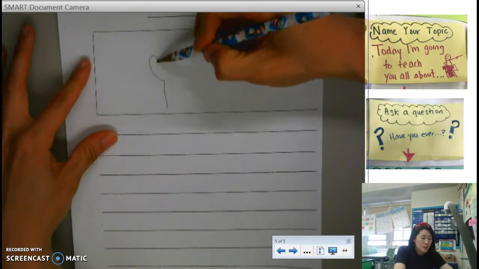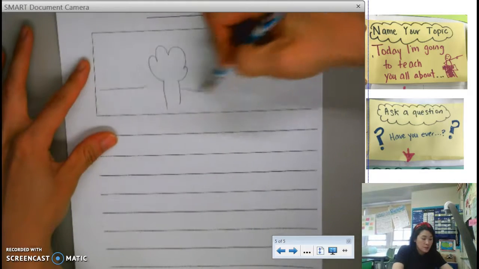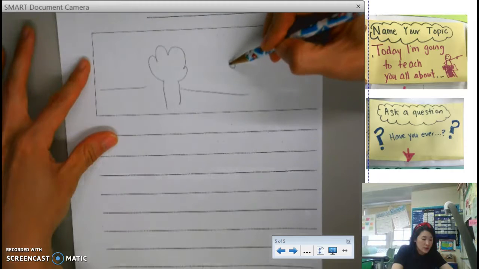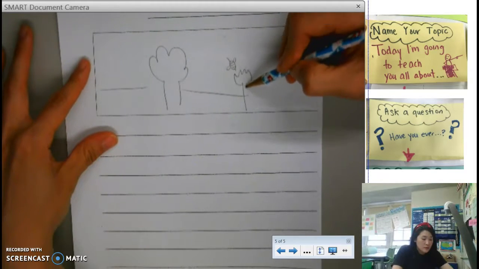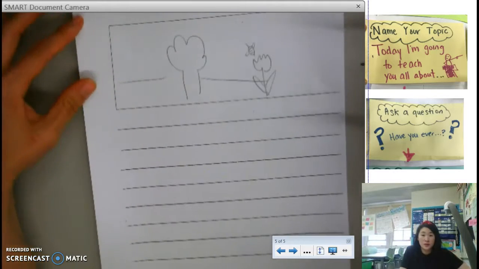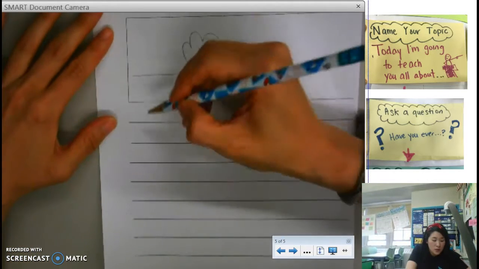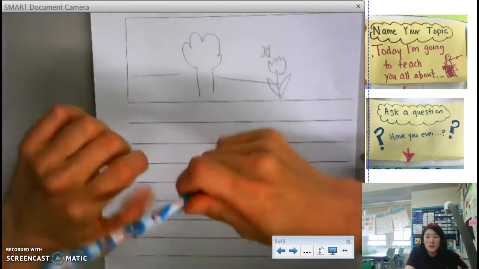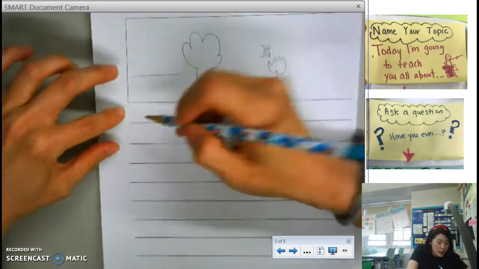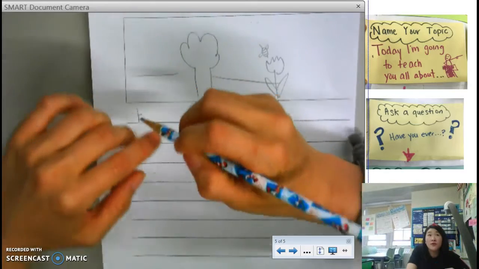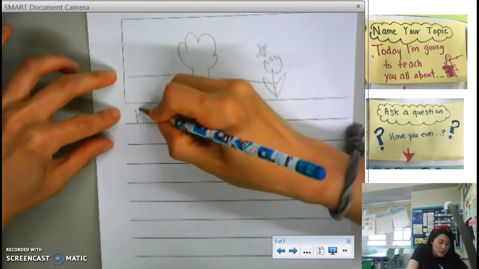I'm going to write a book about plants, and I want my introduction to do something kind of interesting so that my reader wants to read my book. So the first thing I'm going to do is I'm going to look at the strategies, and I'm going to think, okay, I'm going to try and maybe ask a question. So I'm going to ask my readers, have you ever tried to grow a plant?